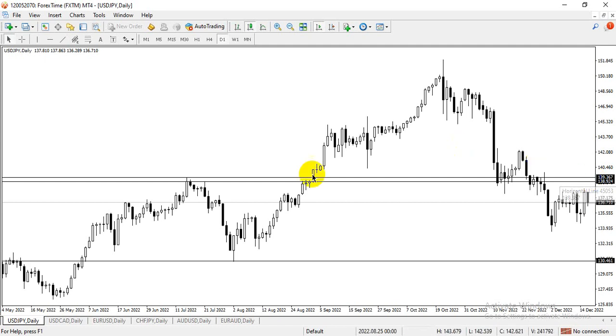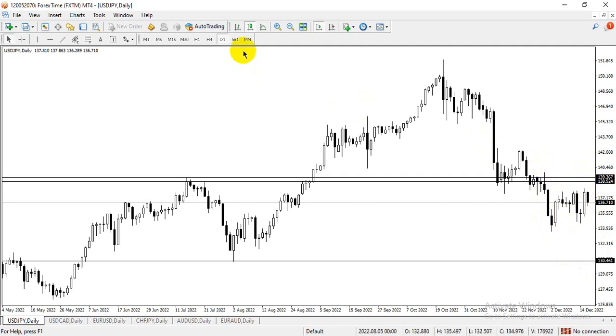I'll take us back to this side of the chart. If you can see at the left side, the market sold off towards this area. The market also showed the same bearish momentum around that area. So if the market pulls back to that area, we are likely to sell around there.